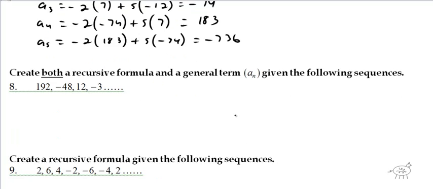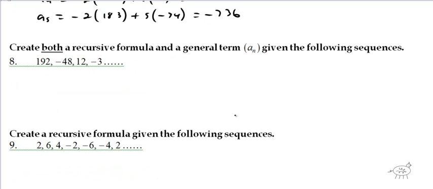Okay? So now we're creating a recursive and a general term formula. So let's do a recursive first. Of course, you got to remember, let's look at the problem first, right? It's negative 192, negative 48, 12, negative 3, and you guys should recognize just by dividing it out, you're going to see that r is negative 1/4. Okay, that's pretty important. Got to know if it's arithmetic or geometric. And so basically, I'm multiplying it by negative 1/4 to get to the next term.